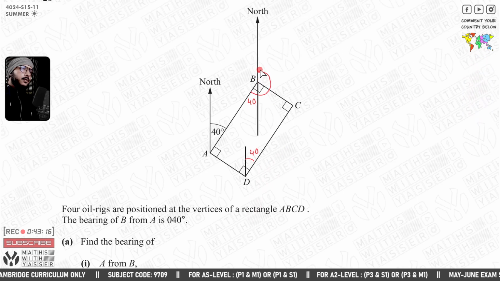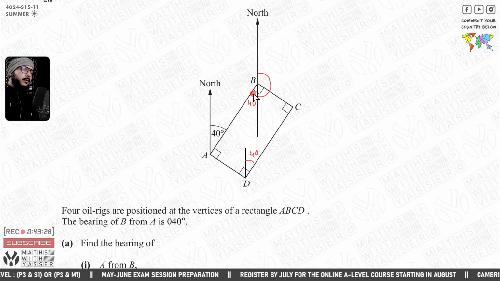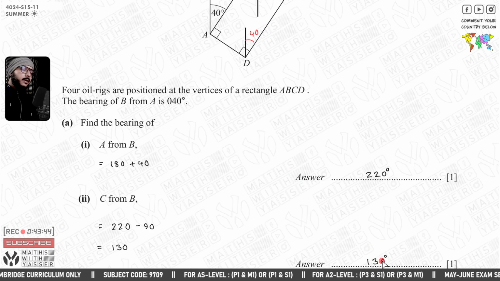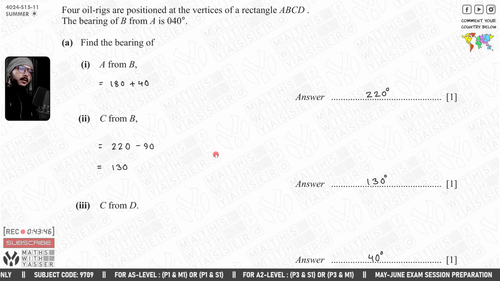So to solve this, that means we just have to find this angle up to the line BC. Now since we know this whole red angle, which is 220, and we know that this is 90 degrees, if we take away 90 from 220, we end up getting the bearing of C from B. So that will be 130. Then we need to find the bearing of C from D.